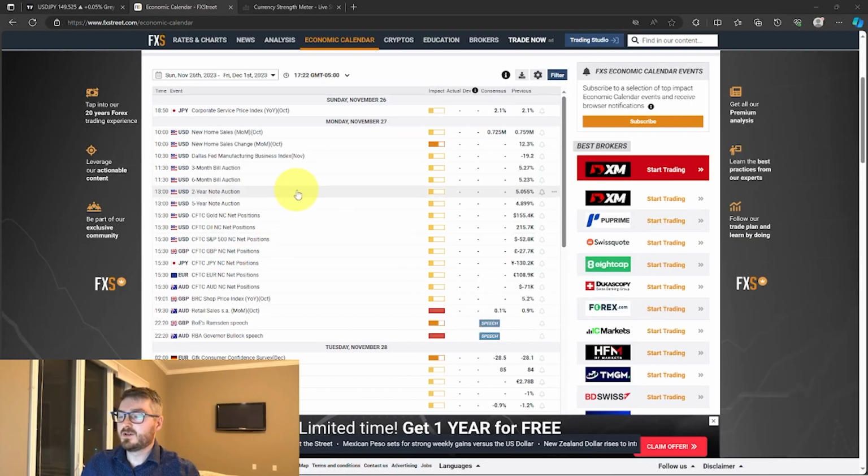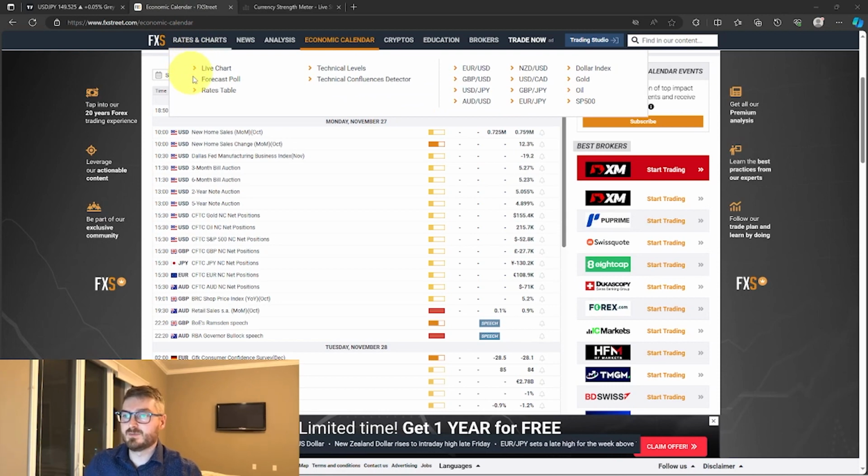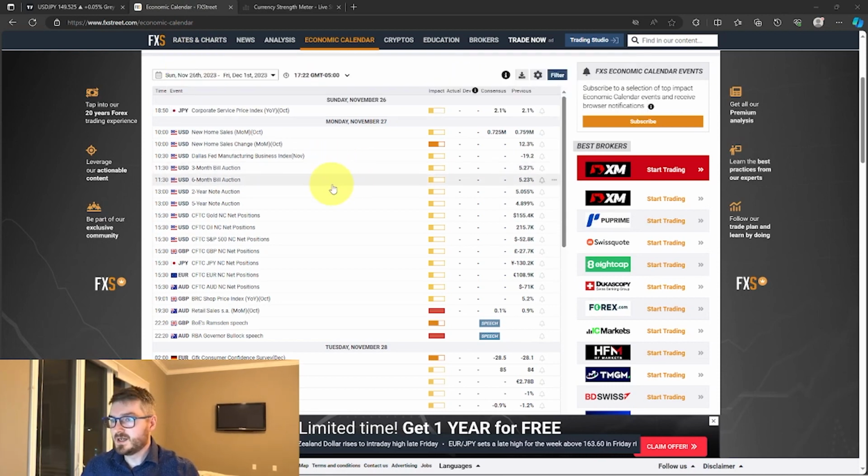Okay, guys, now we're going to scroll through and check all the economic data being released this week. This is fxstreet.com, the economic calendar, and I'm going to put a link, as always, in the description below if you'd like to use this. So on Monday, November 27th, we have AUD retail sales. We have AUD Governor Bullock's speech.